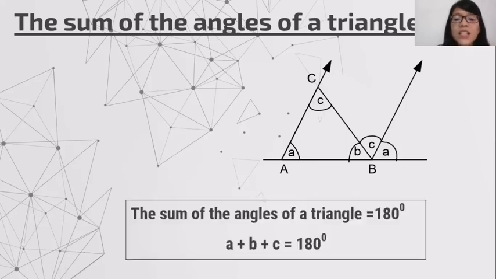Okay, we move. So the sum of the angles of a triangle is 180 degrees, and how do you get 180 degrees? These three angles are supplementary to each other. So B is supplementary with A and C, A is supplementary with B and C, and as we know, in one line or straight angle, it is 180 degrees. So if you add A plus C plus B, that equals 180 degrees.